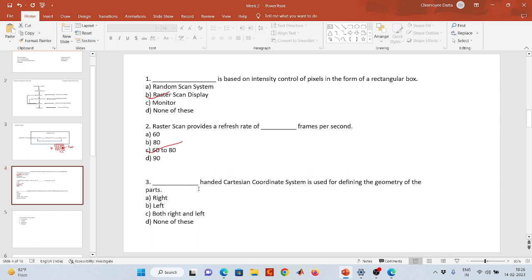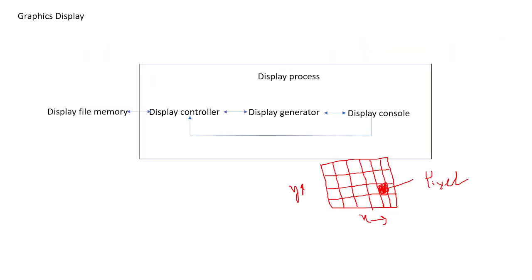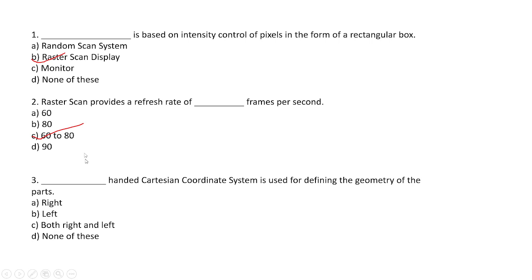Here is a fill in the blanks question: which handed Cartesian coordinate system is used for defining the geometry of the parts? Options are right, left, both right and left, and none of these. I just discussed that. So what will be the right option? Right. Yes, the right-handed Cartesian coordinate system is used for defining the geometry of the parts. This is the right option.